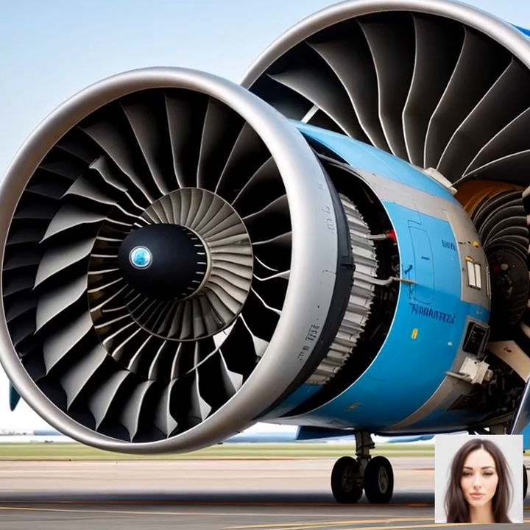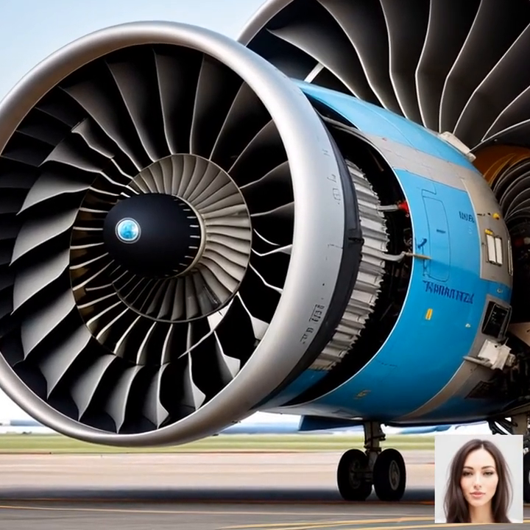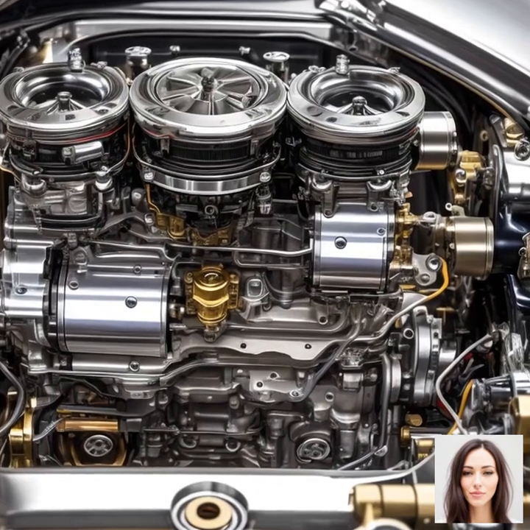Now let's take a closer look at the various types of aircraft engines, such as piston, jet, and turboprop, and how they generate the crucial force of thrust to propel airplanes through the air. First, let's discuss piston engines.